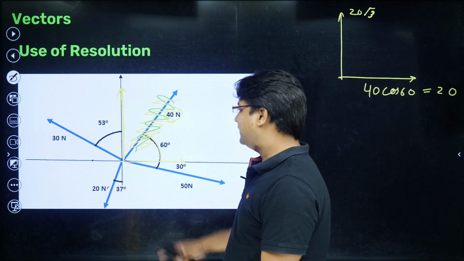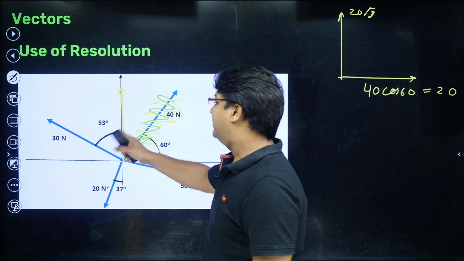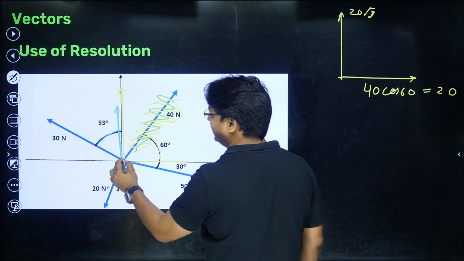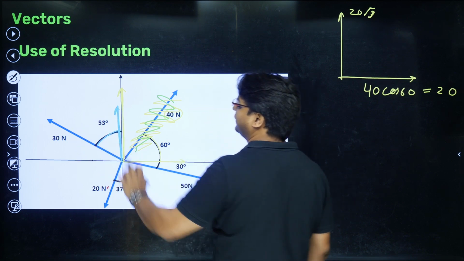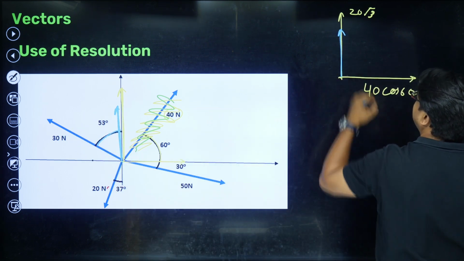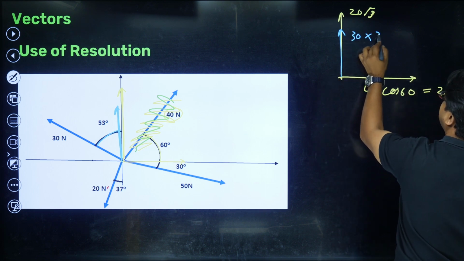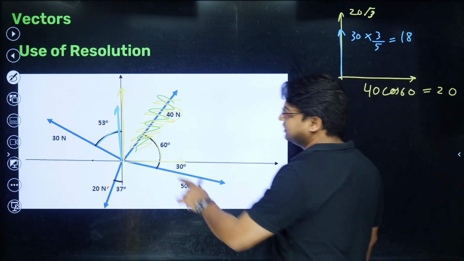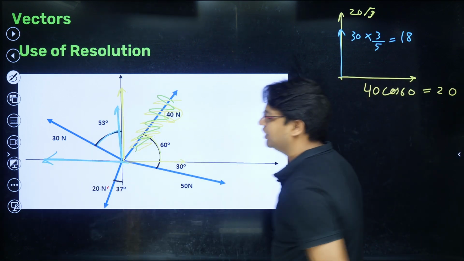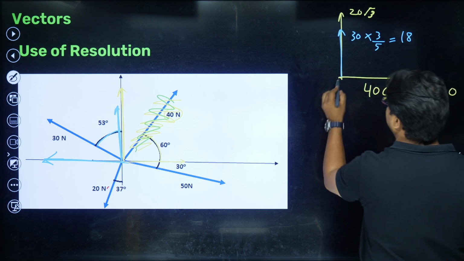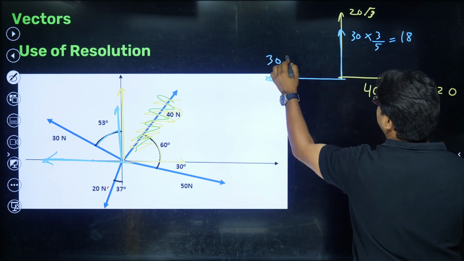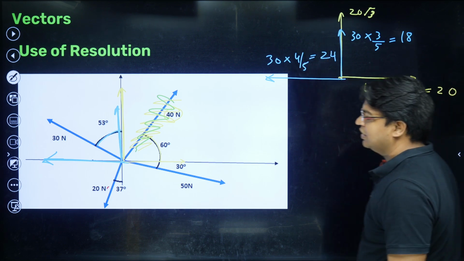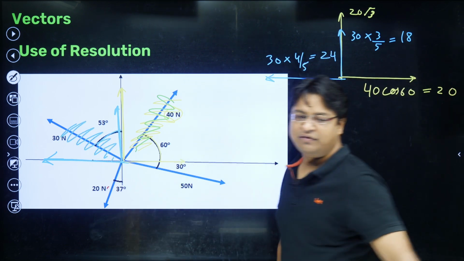Next we have this 30 Newton vector, making an angle of 53 degrees. The component along this is 30 cos 53, so we will have an upward component 30 cos 53. 30 cos 53 is 3 by 5 of 30, so it will become 18. Similarly, this vector will have a negative x component also, that would be 30 sin 53. So in this direction we have a component 30 into sin 53, which is 4 by 5, so it will become 24. So we have resolved this vector also.